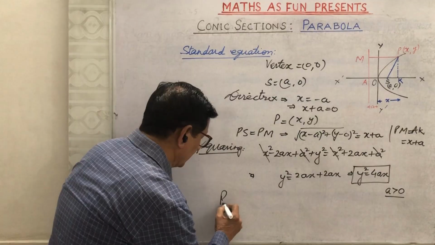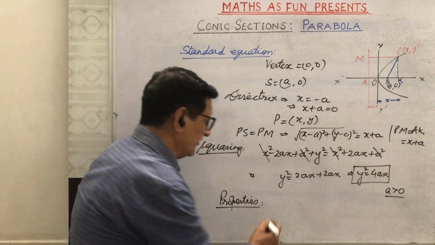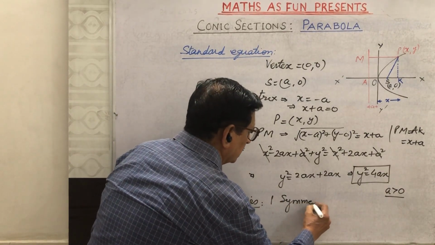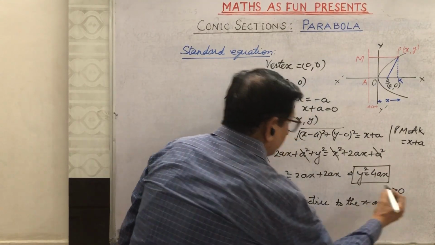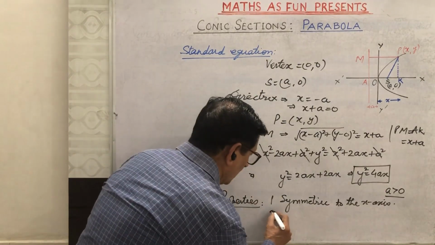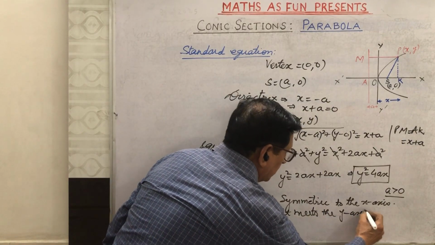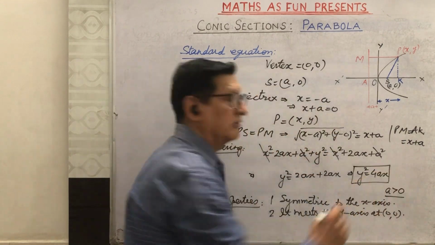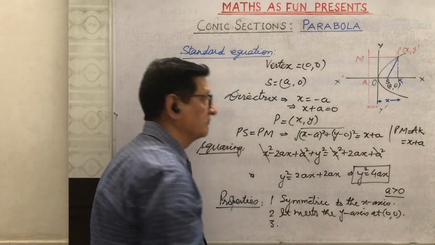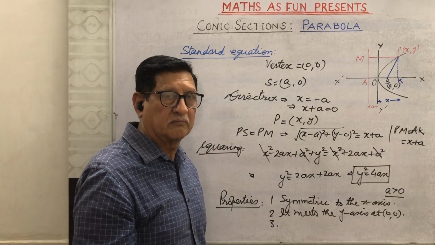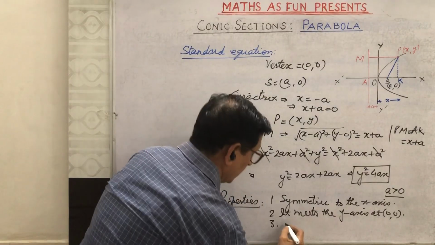Now let's learn about some of the properties of this parabola. Number one, it is symmetric about the x-axis. Number two, it meets the y-axis at the origin only, nowhere else. And number three, it is an unbounded curve.